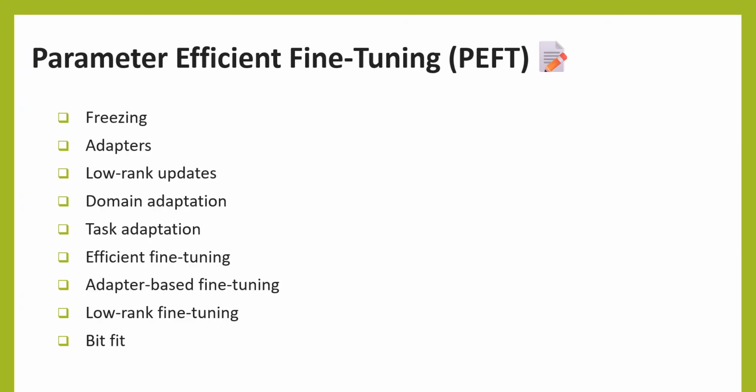Parameter efficient fine-tuning is useful for tasks such as domain adaptation, meaning adapting a pre-trained model to a new domain. Task adaptation means adapting a pre-trained model to a new task. Efficient fine-tuning means fine-tuning a pre-trained model while minimizing computational cost and memory requirements. And some popular parameter efficient fine-tuning methods include adapter-based fine-tuning, meaning using adapters to fine-tune the model, or using low-rank matrices to fine-tune the model, and finally using bit-level fine-tuning to update the model's parameters.